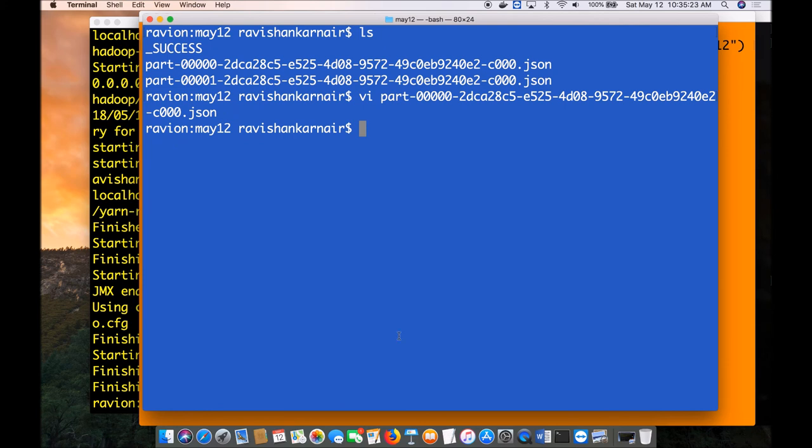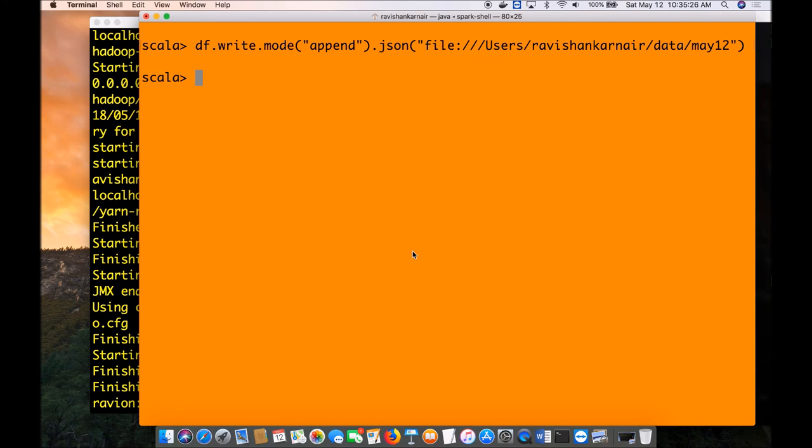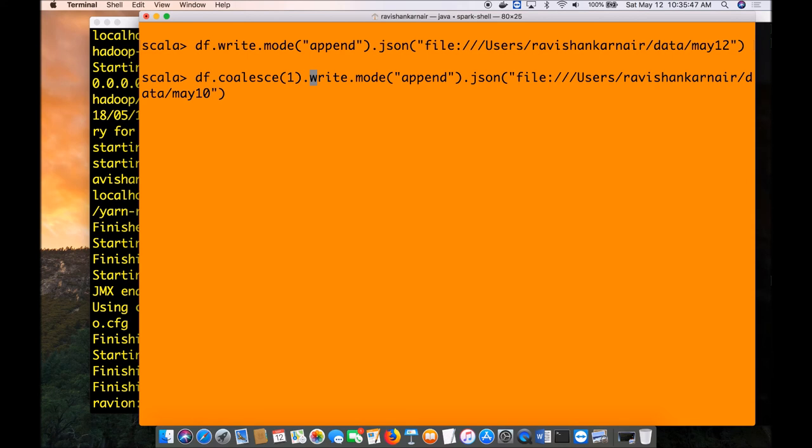So let me just introduce you to one more function. It will be very useful to you. I am going to give another directory. Instead of May 12, I will give May 10, just for sample. In the beginning, before you write the write mode, a beautiful function is there: coalesce(1). What does it mean? It collapses all the output into one file. So, coalesce(1).write.mode and in brackets I am going to tell append. So, as and when a new file is coming, it will be appended.